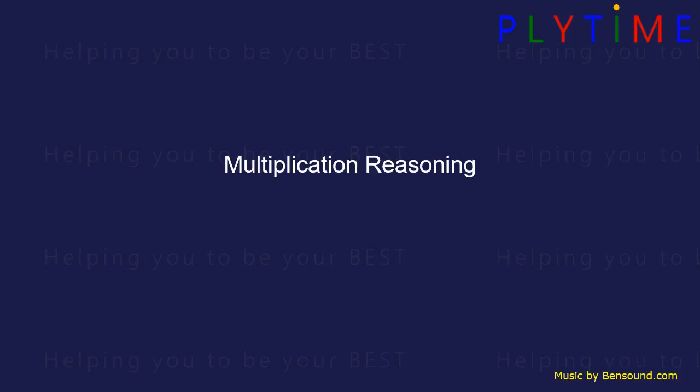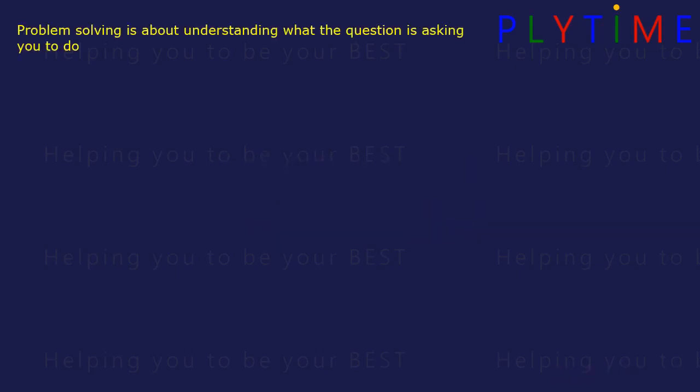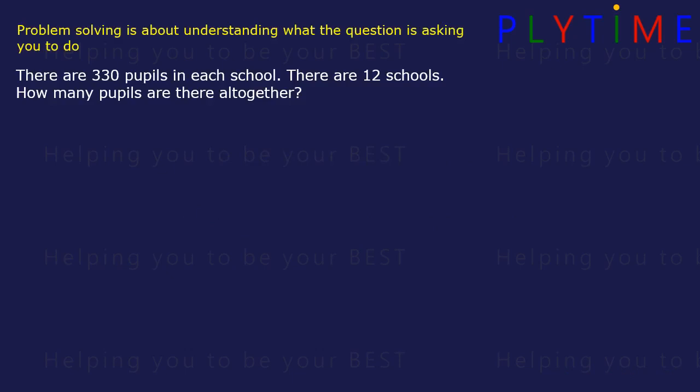Multiplication reasoning. Solve problems involving multiplication of a 3-digit number by a 2-digit number. Problem solving is about understanding what the question is asking you to do. There are 330 pupils in each school. There are 12 schools. How many pupils are there altogether?